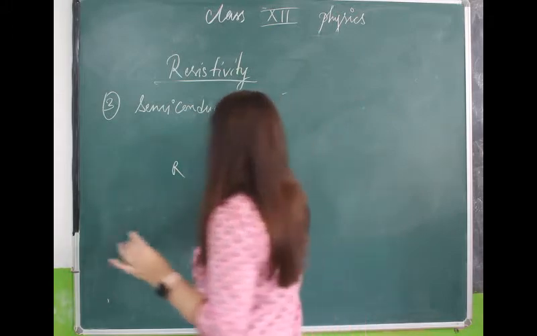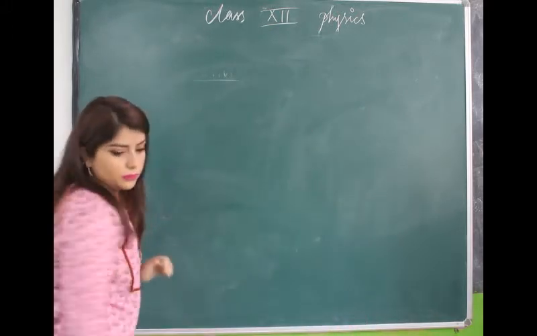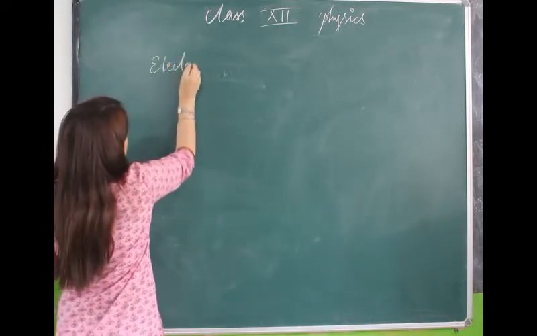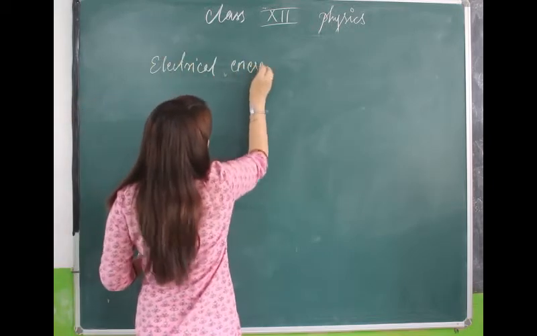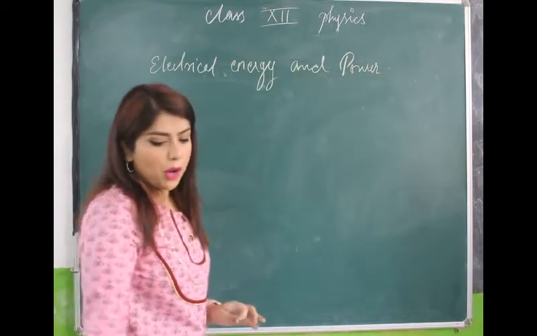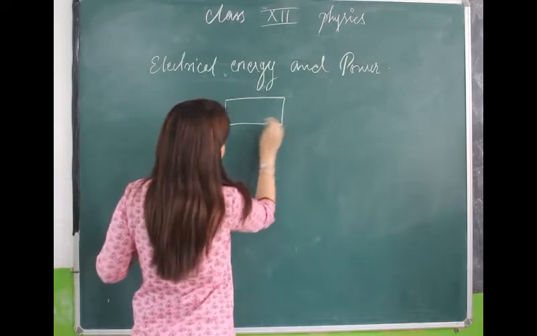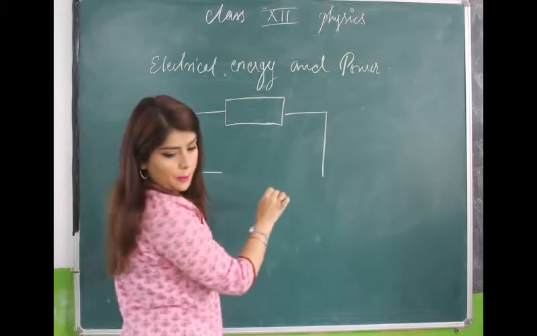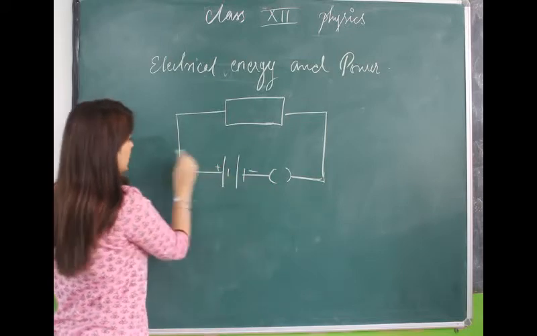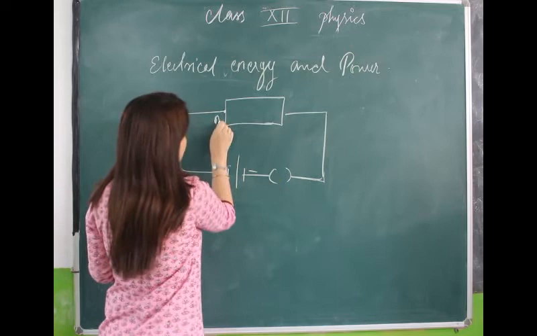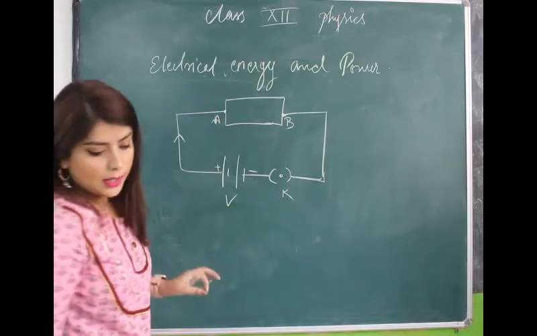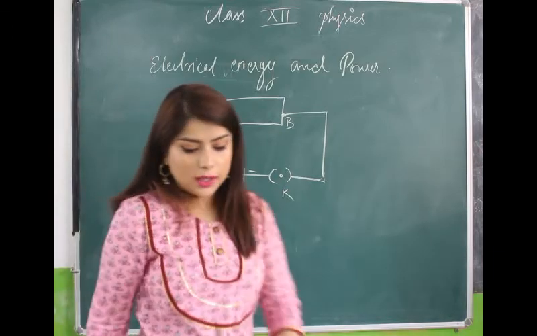Now the next topic is a short derivation for the power. So the topic will be electrical energy and power. For that I will draw a small circuit. Okay. So this is the positive terminal, negative terminal, current will flow this way. This point is A, this point is B, this is a key, this is potential. And the current I is flowing in the circuit.